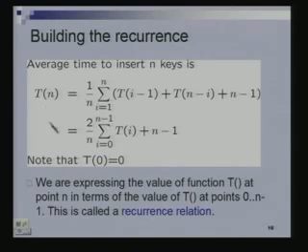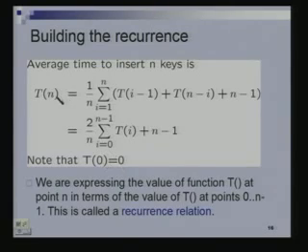Such a thing is called a recurrence relation. This is a function t, which is a function of n. We are expressing the value of this function at point n in terms of its value at previous points. So I can use this relation to compute t of 0, t of 1, t of 2 and so on. So t of 0 is 0.